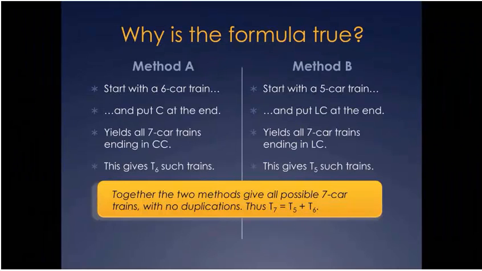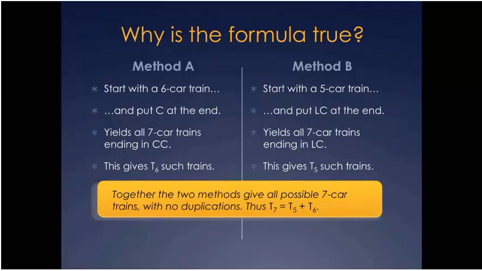Now, these are summarized in this side-by-side analysis. Method A was start with a 6-car train, put C at the end, and I claim that gives you all the 7-car trains which end in CC. Well, how do you know that? If you have a 7-car train ending in CC, then you can take the C off the end and you're back to the 6-car train that it came from.